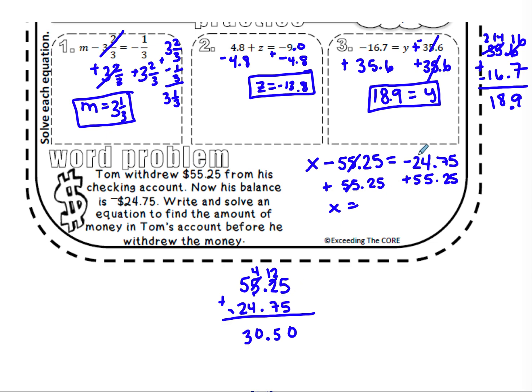I look at my original numbers in my problem. I had more positives than negatives, so my answer is positive. Story problems always need a label, so when I take my answer and I put it over here back into the original equation, it's going to be $30.50. But for some reason I'm writing a 7. So let's fix that.